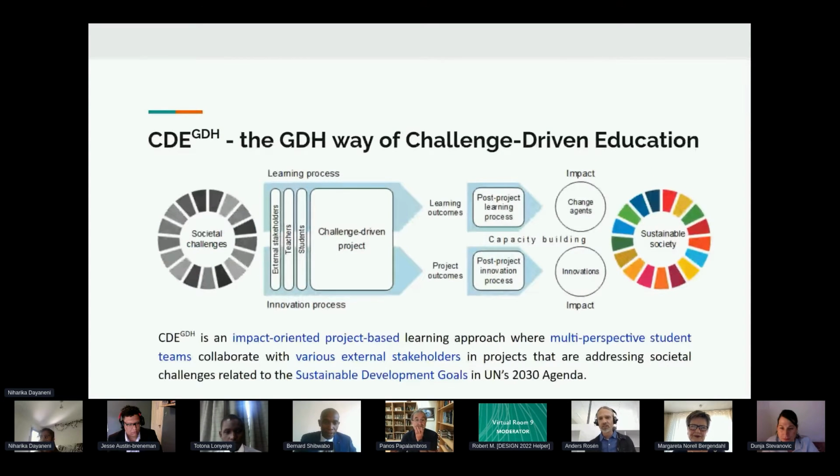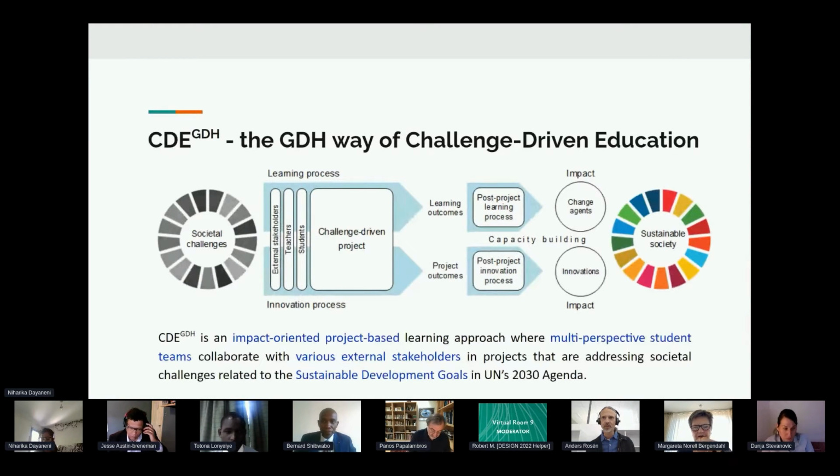And one of the things that we are doing is developing and supporting the implementation of a concept for challenge-driven education. This is an impact-oriented, project-based learning approach where multi-perspective student teams collaborate with various external stakeholders in projects that are addressing societal challenges related to the Sustainable Development Goals in the UN's 2030 Agenda.